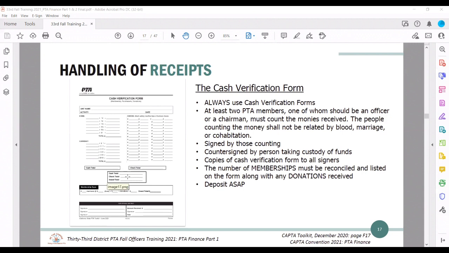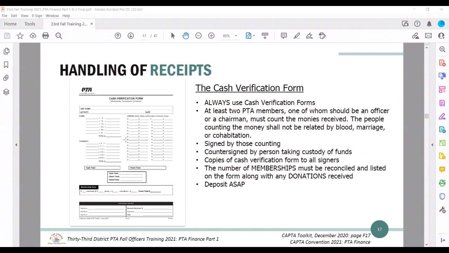So please always remember to use the cash verification forms. This is how we verify money received by having at least 2 counters and their signatures, and follow the chain of custody of money. So the chain of custody of money, meaning from the time that the money is received and counted and taken to the bank for deposit.